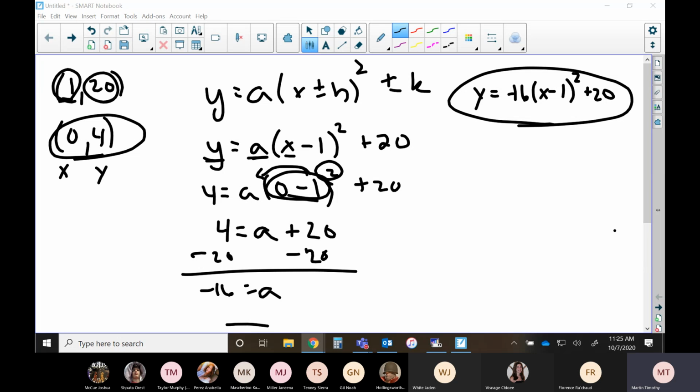When I have the vertex, what else do I know? Daisy, what else? What other thing do I have? No, not from the vertex. I can find the y-intercept. How can I find the y-intercept?